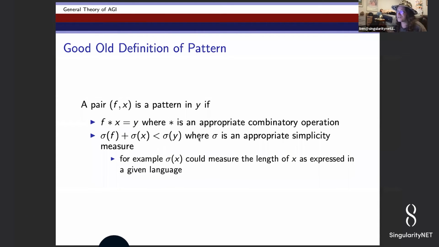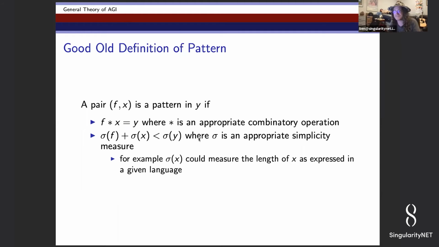So this is the good old definition of a pattern that I gave in my book, The Structure of Intelligence, in 1991. It's still, I think, a good way of thinking about it, though you can add some more color. I mean, a pair (f, x) is a pattern if combining f with x gives you y. And for example, if f is a function, combine can mean plugging the input x into the function f. And the complexity of f plus the complexity of x is less than the complexity of y.